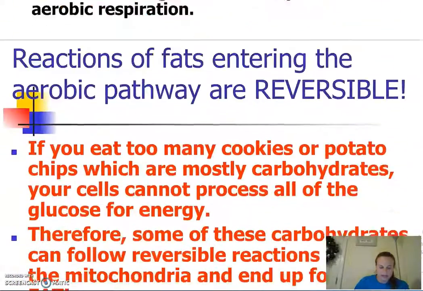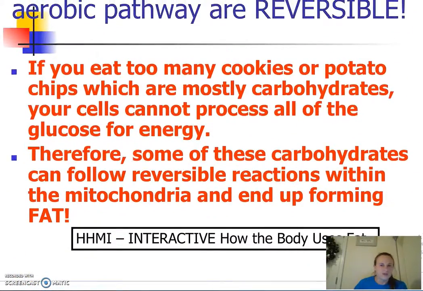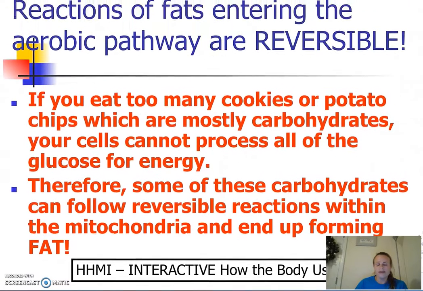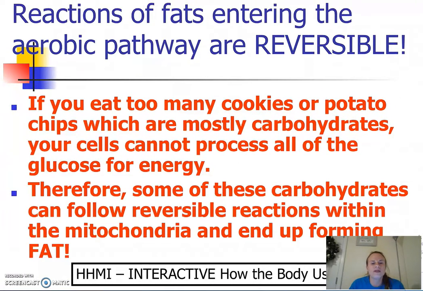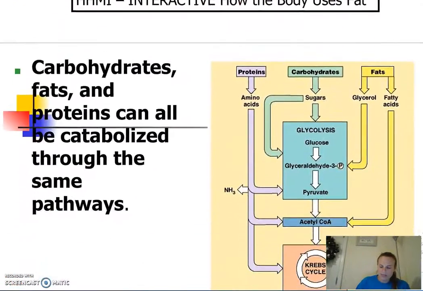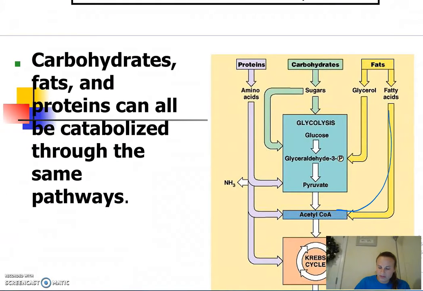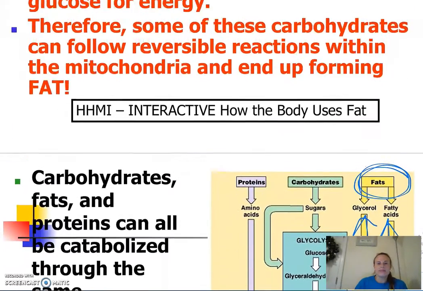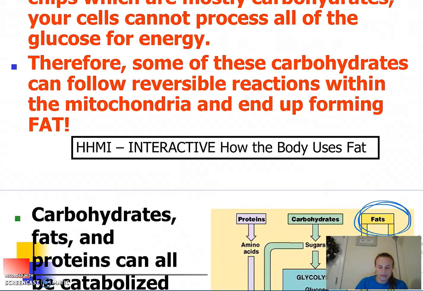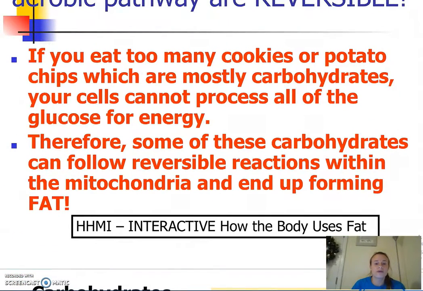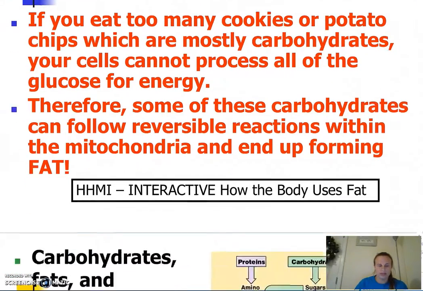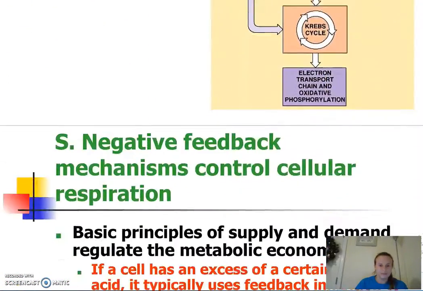If we eat too many cookies, too many potato chips, too many of anything that's mostly carbohydrates, our cells can't process all of that glucose for energy. So what ends up happening is it follows the reverse reaction, and we begin to store it as fats. So that's how eating too many cookies or potato chips ends up causing you to gain fat.